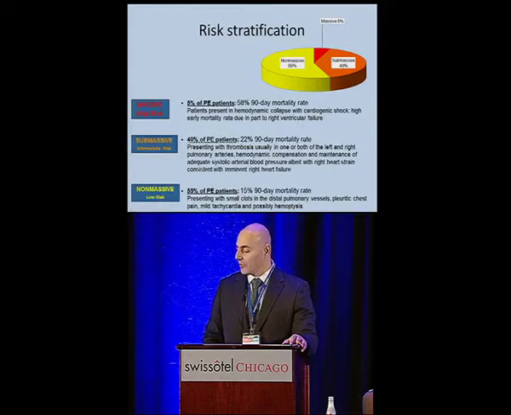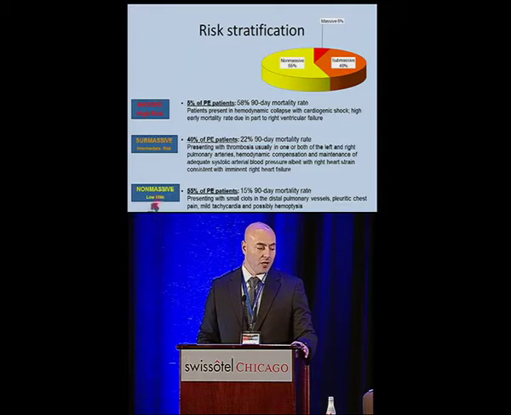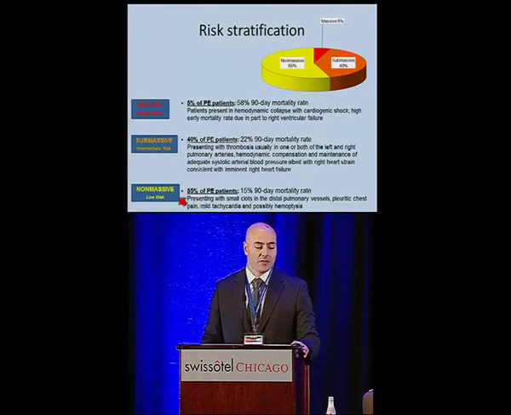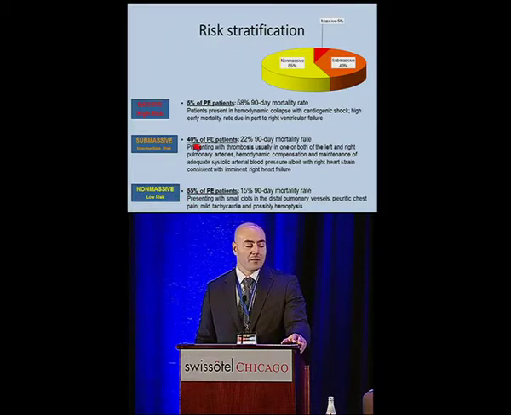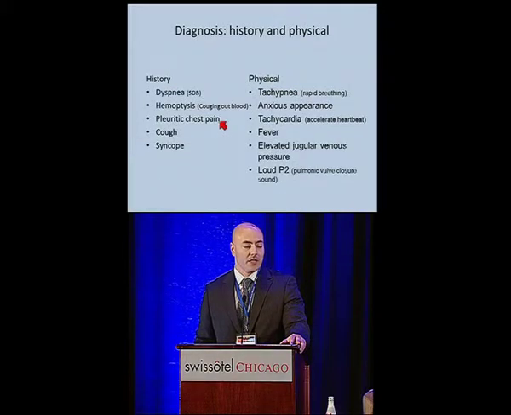And so if we risk stratify these patients in the category, the majority of patients are non-massive PE, and these are about 55% of the patients that we see with a 15% 90-day mortality. The submassive PE is about 40%, and the massive PE is less frequent, 5%, but they have the highest 90-day mortality. And if we just do a quick history and physical on these patients, most of them will have dyspnea, hemoptysis. On physical exam, they mainly have tachypnea.